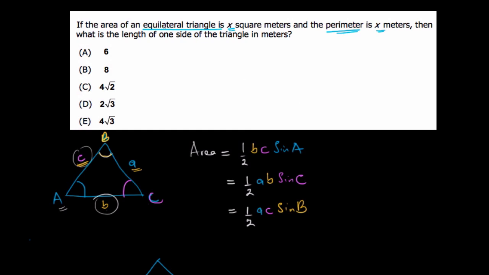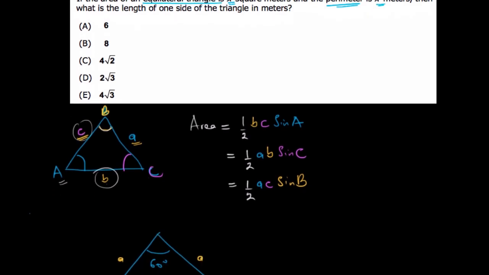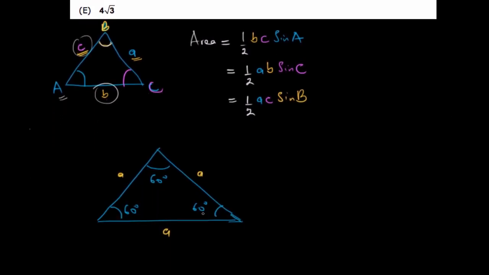It says the area of the equilateral triangle is x square meters. So I want to interpret this before I go to the next one. I'm told that the area of this triangle is x square meters. We know the formula for the area is half, and you can choose any of the sides. If I choose this and this, I have to use this angle here. So the area is just going to be half times a times a, then sine 60. This is the area of this triangle, based on the formulas we showed.